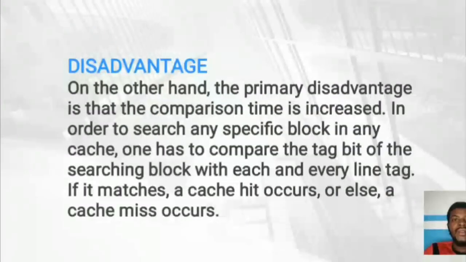Let's talk about the disadvantage. On the other hand, the primary disadvantage is that the comparison time is increased because every piece of data is in a new line. Let's assume we have a 12 entry cache. Assuming the data is on the last line, it has to go through every single line to search for its tag bit before it gets to it. So it increases the time for searching for data.